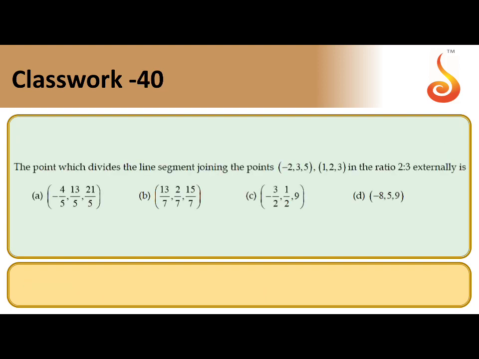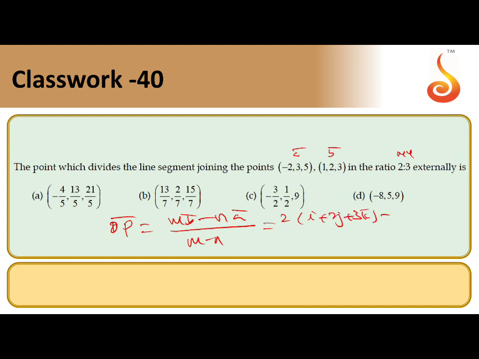Next, the point which divides the line joining the points in the ratio 2:3 externally. You can use the section formula. In vector notation, with m and n given, externally means the point OP bar equals (m B bar minus n A bar) by (m minus n). m is 2, into B bar. This is A bar and this is B bar. So (i plus 2j plus 3k) minus 3 into (minus 2i plus 3j plus 5k), whole divided by 2 minus 3. So solve it slowly.